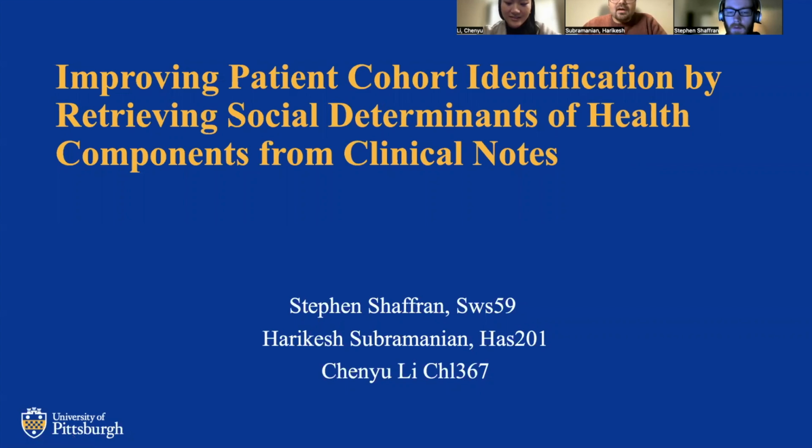Hello, everyone. This is Hari Subramanian, and along with my partners, Stephen Shafran and Chenyu Lee, we're going to be discussing a project for Information Science 2140. It's titled Improving Patient Cohort Identification by Retrieval of Social Determinants of Health Components from Clinical Notes.